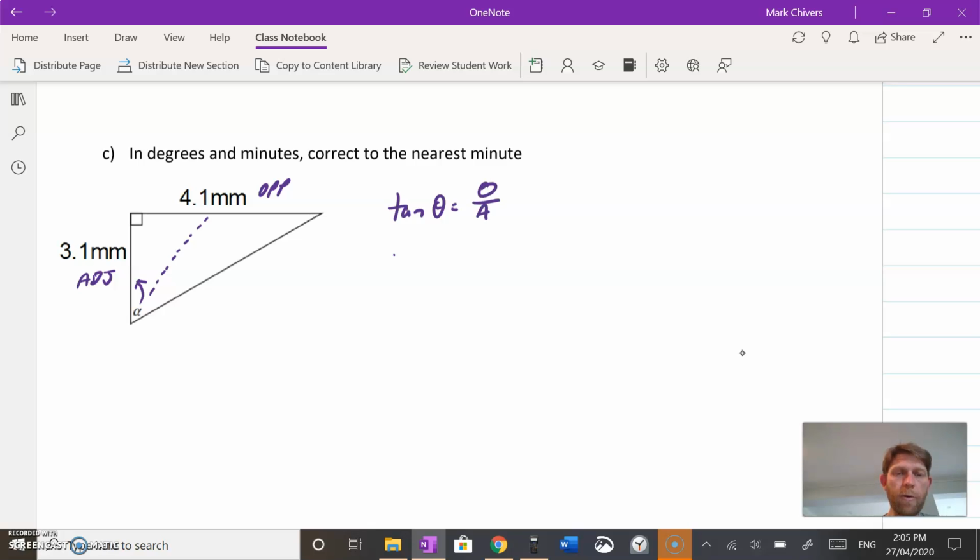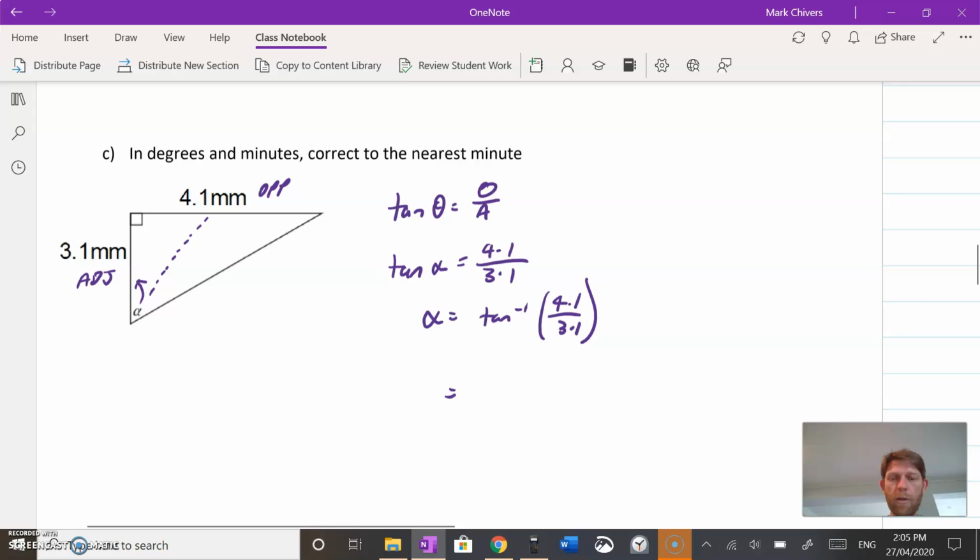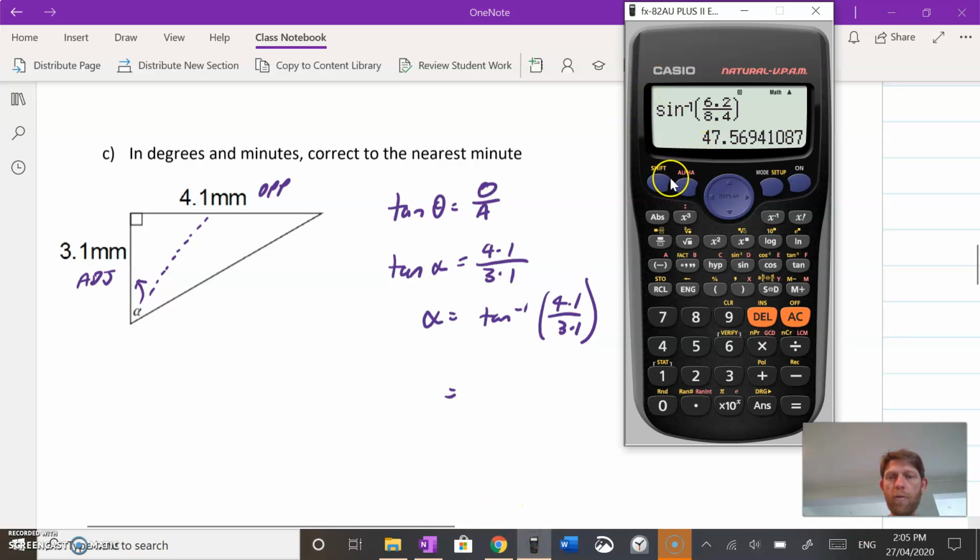So then we just substitute in what we know. So tan of alpha equals the opposite, which is 4.1, over 3.1, which is the adjacent. So therefore, alpha has to equal tan to the minus 1 of 4.1 over 3.1. And once again, we just put that into the calculator, making sure we press shift. Shift tan gets us that minus 1. That means we're finding an angle, 4.1 over 3.1. And we close our brackets and we get our answer.